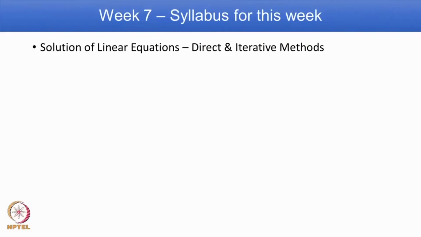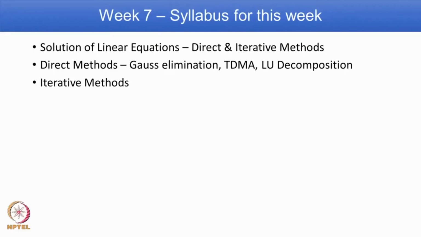There are two methods in particular, direct methods and iterative methods. In direct methods we are going to see three methods: Gauss elimination method, a specialized form of Gauss elimination method called tridiagonal matrix algorithm, and LU decomposition. We will also talk about 5 different methods under iterative methods.